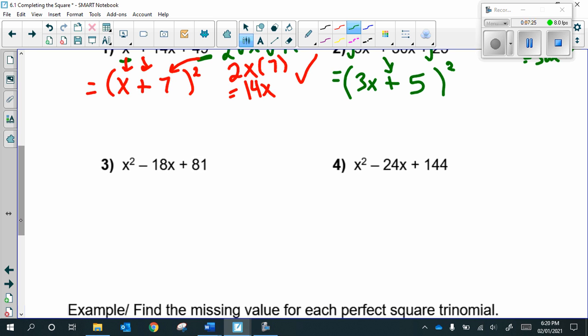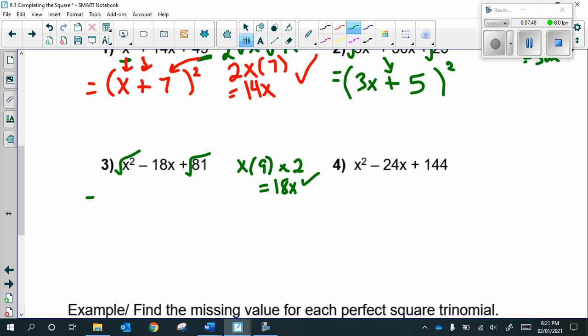Now we got x squared minus 18x plus 81. Check to see if it's a perfect square. I can see that the square root of x squared is going to be x. The square root of 81 is going to be 9, and double it. So times that by 2. So we get 9x times 2 is 18x, which is the middle term. So this is a perfect square.